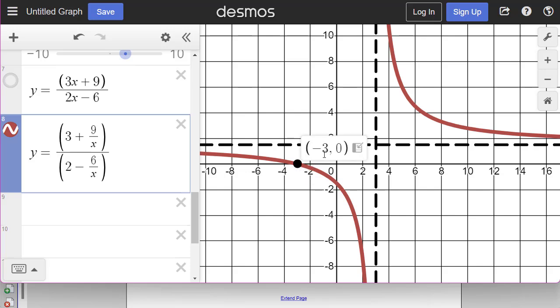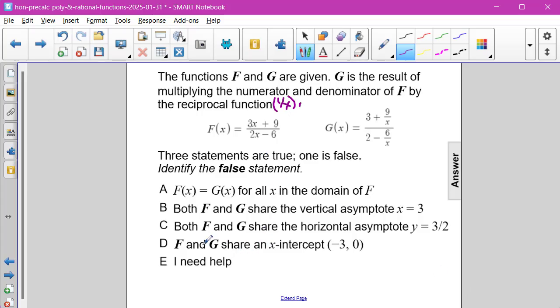Okay, we have an x-intercept of -3, 0 in this case. Notice when I did click on the function, there was no y-intercept that popped up, which usually happens in Desmos. And if I go to where the value is 0, notice there's a hole there and it's undefined. So there's no y-intercept for g of x. So f and g share an x-intercept of -3, 0. That is definitely a true statement.